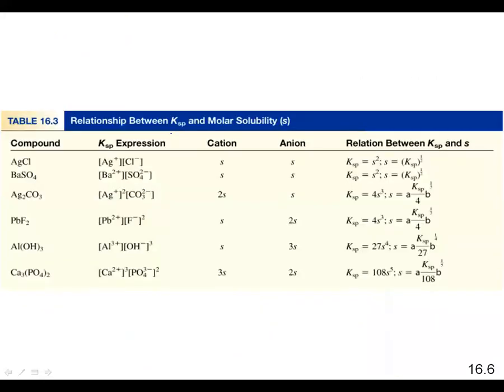So this is just a table, not from your book, but I think you have a similar table. It gives you, if you want to break it down mathematically, the different ways that you would mathematically do these things. Like you're going to take 4s cubed when you have basically 2 and 1 in terms of the ions. You'll get 27s to the 4th like we just saw with our aluminum hydroxide. So there are some patterns that you commonly will see based on how many ions basically break apart.